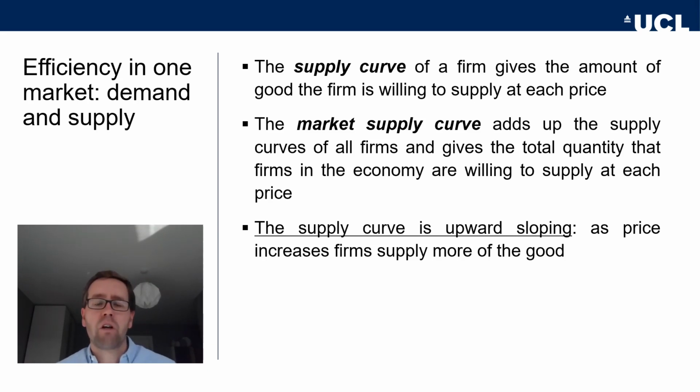So for a given price, are you going to set up your stall, and how many coffees are you willing to sell? And the market supply curve adds up the supply curves of all these firms and gives the total quantity that firms in the economy are willing to supply at each price. And this is, of course, if we have quantity on the x-axis and price on the y-axis, upward sloping. The higher the price, the more people want to set up a coffee stall.